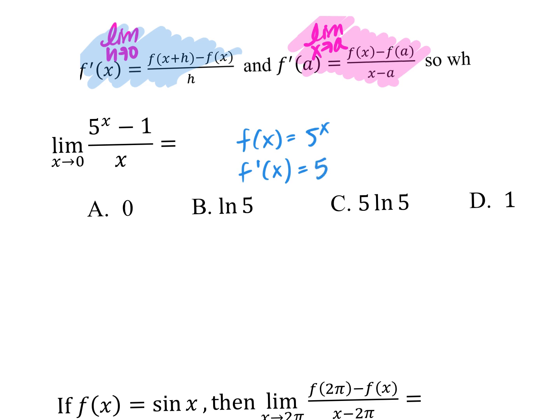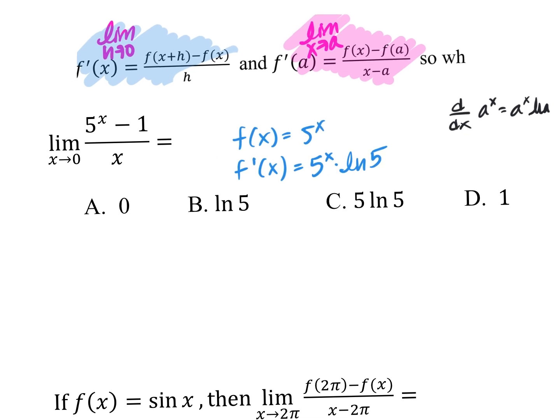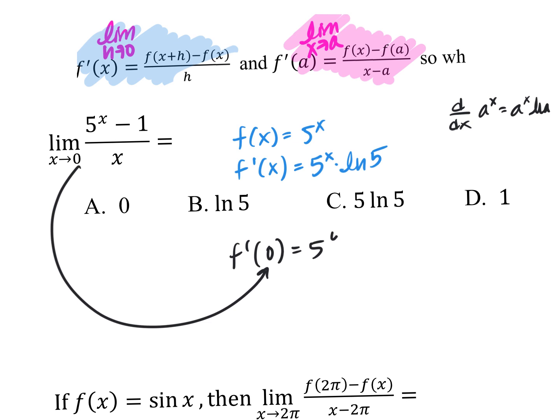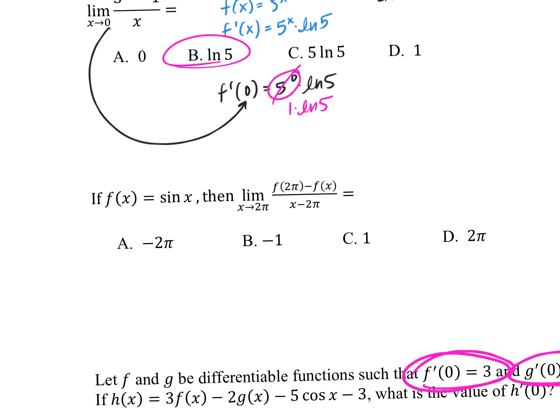So it's still going to be 5 to the x ln of 5. That's my derivative rule because on that front side we said the derivative of a to the x was a to the x ln of a. Okay? That's not an answer because where do they want that derivative? They want it at 0. So I'd have 5 to the 0 times ln of 5. Because anything to the 0 is 1. Okay, let's just try one more of these.